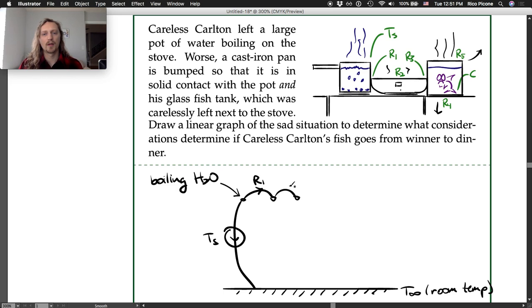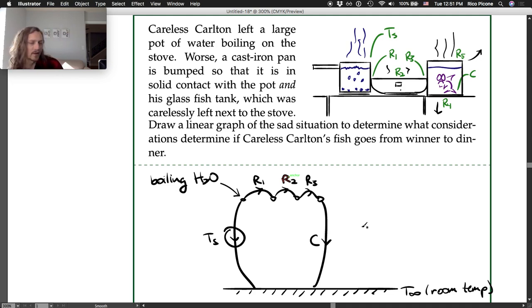We could add a resistance, a convective resistance as well. But let's just say conduction to the pan, and then contact to the tank. This one will be associated with a capacitance, C. And if it was just this, then whatever temperature eventually conduct through R1, R2, and R3, and we would get a boiling fish tank. But fortunately, there are these other pathways for heat to go from the tank.